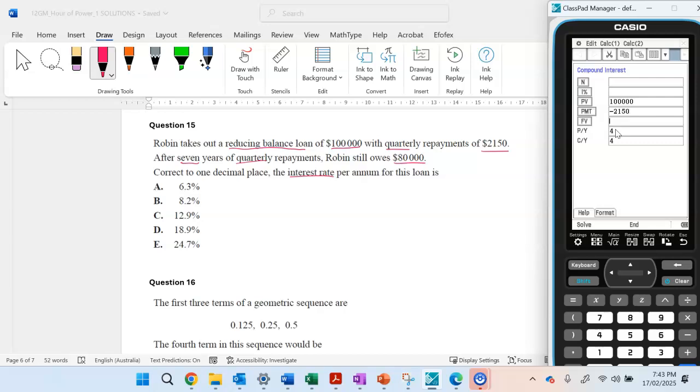And she still owes 80,000 in 7 years. So that's going to be positive there. And then N, 7 times 4. So 7 years times 4 quarters a year, and we want the interest rate. Oops. And if I get error, this is where I think, oh, do I need to put a negative somewhere? So this should have been a negative. The reason it's negative is because it's still money owing that you owe to the bank. All right, so 6.3%.